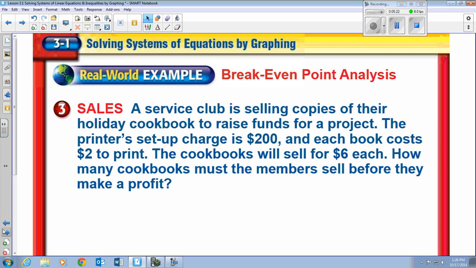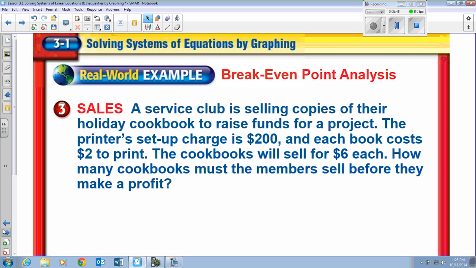So in this situation, we have a service club selling copies of their holiday cookbook to raise funds for a project. The printer's setup charge is $200. So just for saying that they're going to make your cookbooks, they set up their templates, it's $200. Each book is $2 to print. The cookbooks will sell for $6 each. How many cookbooks must the members sell before they make a profit?